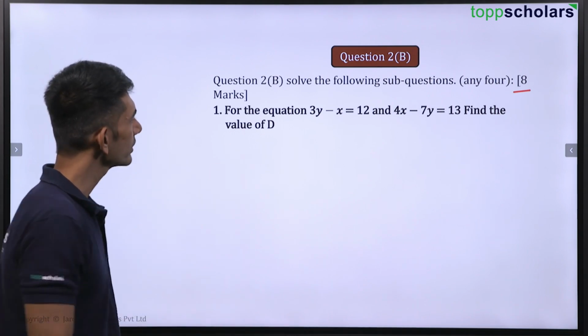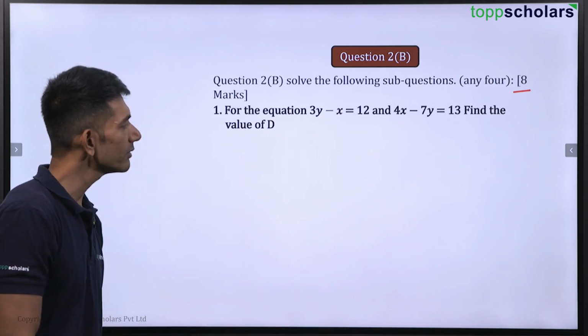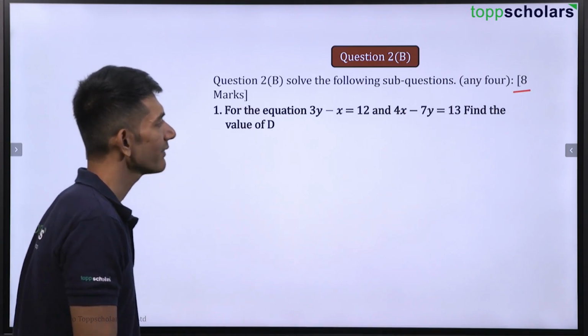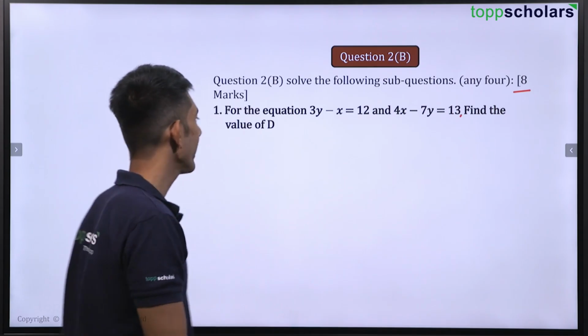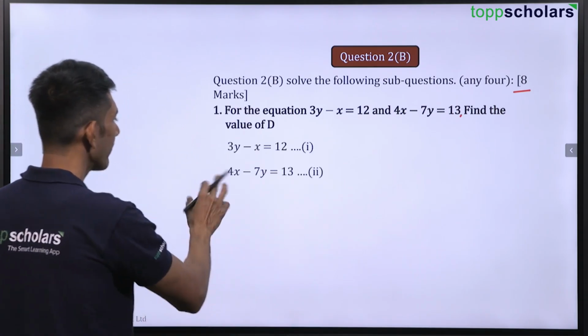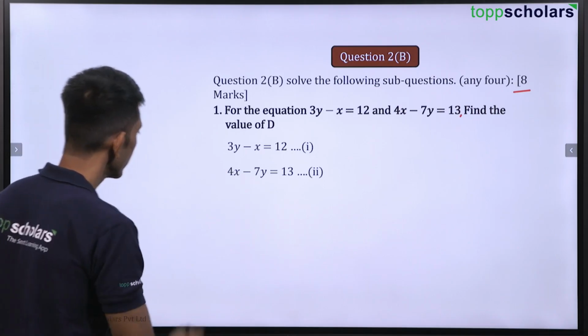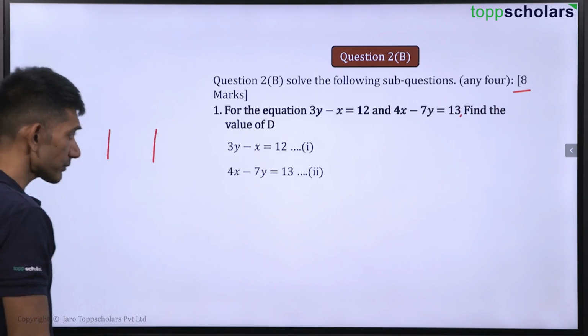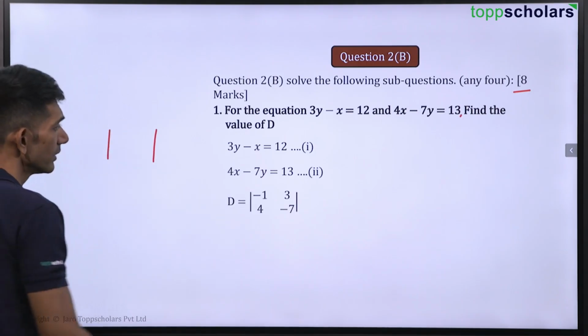So see, very simple question. For the equation 3y minus x is equal to 12 and 4x minus 7y is equal to 13, find the value of d. So firstly we have 3y minus x is equal to 12 and 4x minus 7y is equal to 13. We need to write it in the form of discriminant, right? How do we do that?